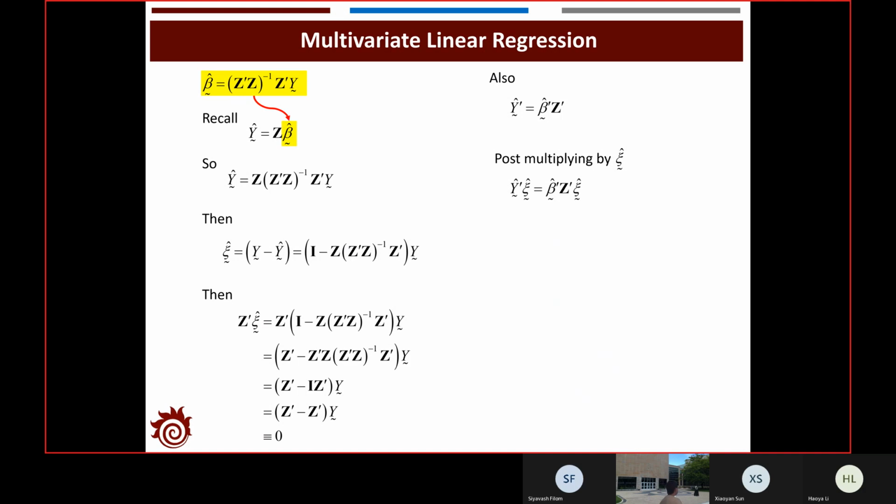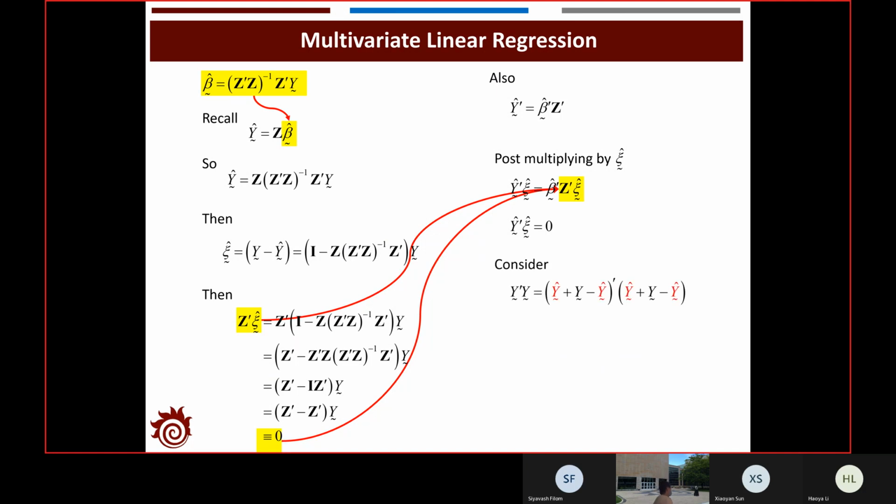And if you multiply y hat transpose times the residual, you can easily get the value as beta hat transpose times z transpose times epsilon hat. And we know that z transpose times epsilon hat will be 0, so definitely this one will also be 0. So this gives you another feature: y hat transpose times epsilon hat will be 0.